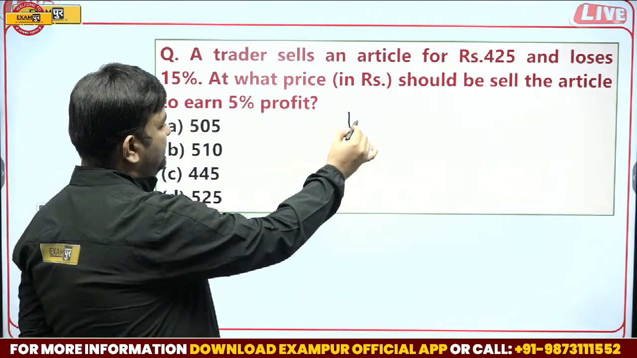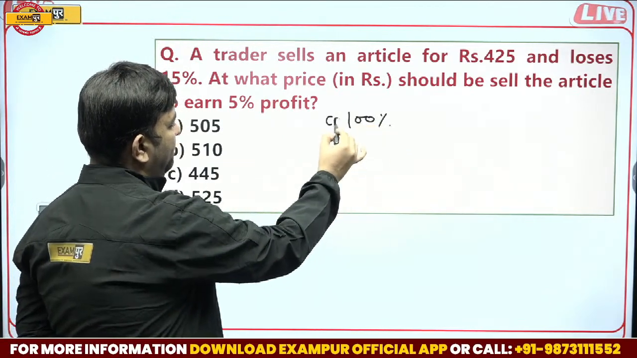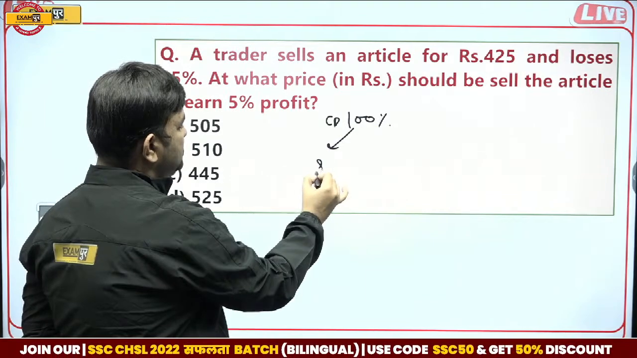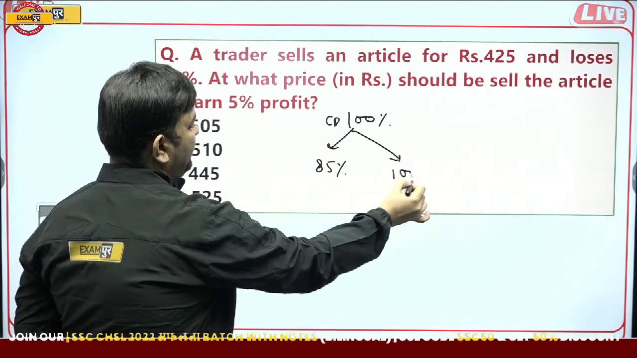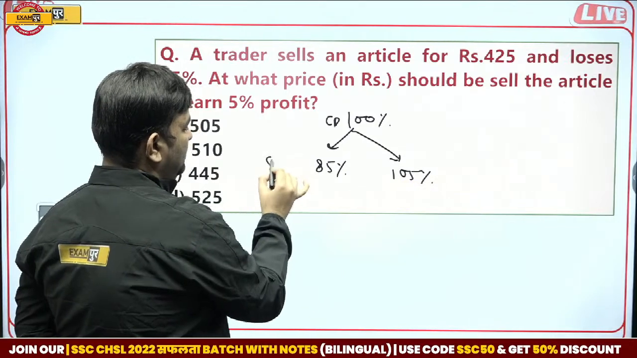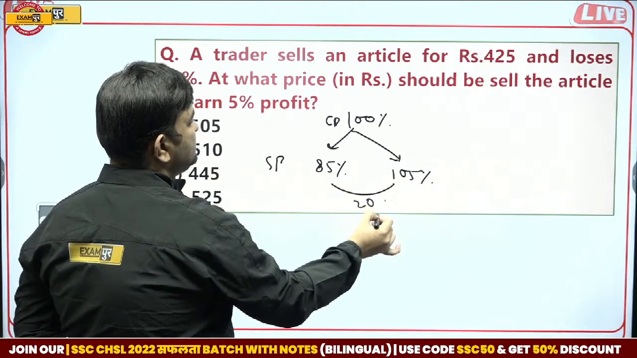Loses 50%, 15%, 100% CP. When the loss is 15%, so 85%. And when you want to earn 5% profit, so 105% is the SP. Difference of 20%.